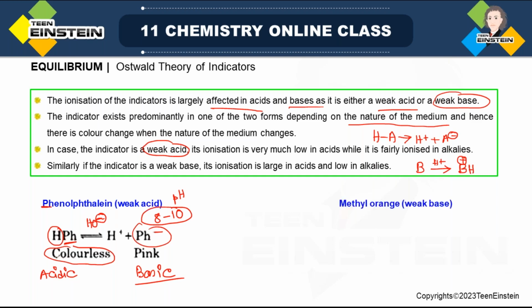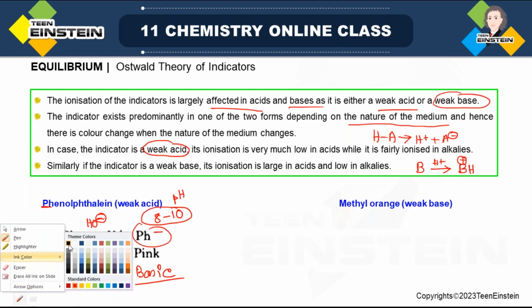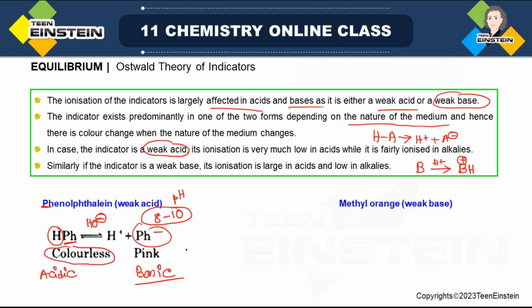Next, another example is methyl orange. Now, methyl orange is another indicator, but it is basically a weak base. Now, how will I write this methyl orange? Phenolphthalein, as we have mentioned, is written as HPh, because Ph is coming from the word phenolphthalein. So for methyl orange, I will write M.